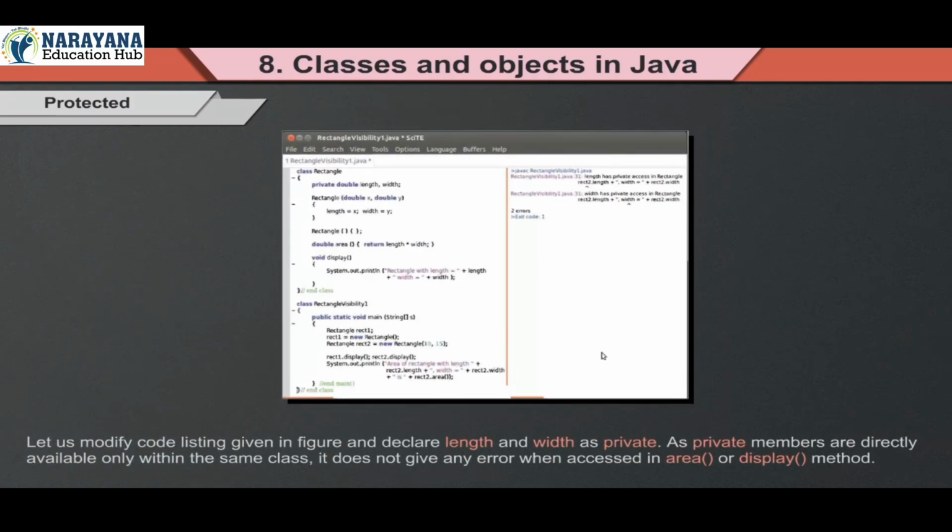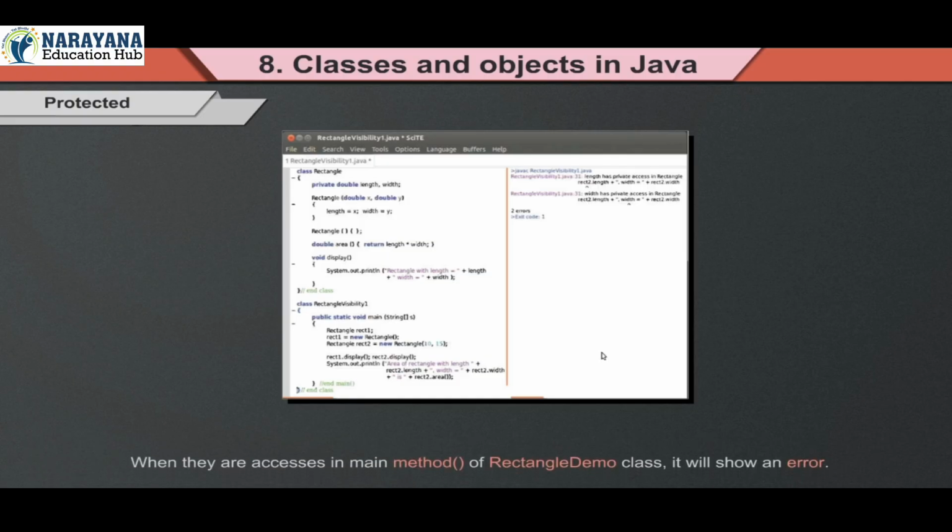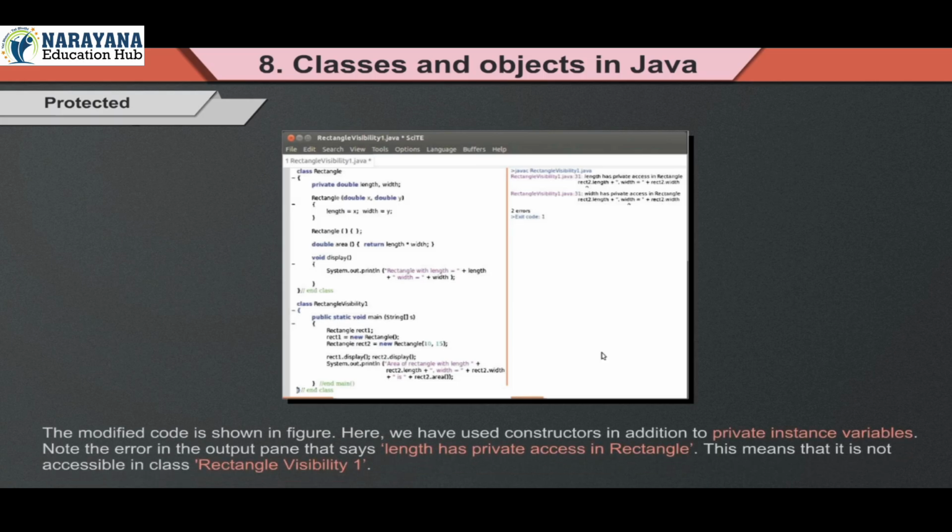Let us modify the code listing given in this figure and declare length and width as private. As private members are directly available only within the same class, it does not give any error when accessed in the area or display method. When they are accessed in the main method of the RectangleDemo class, it will show an error. The modified code is shown in this figure.